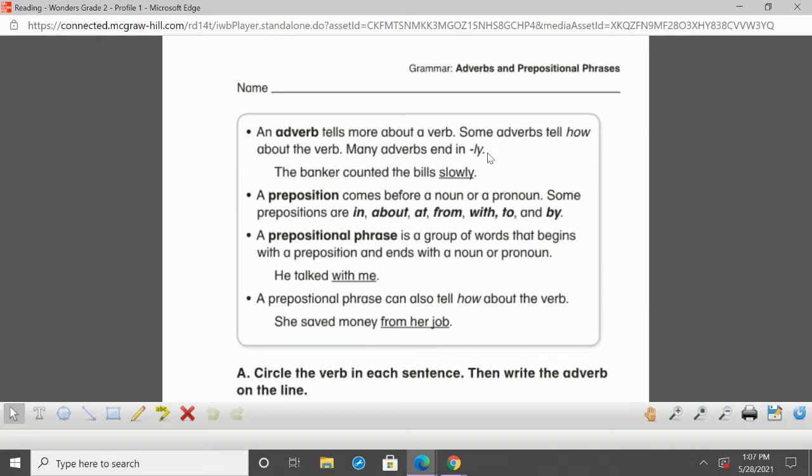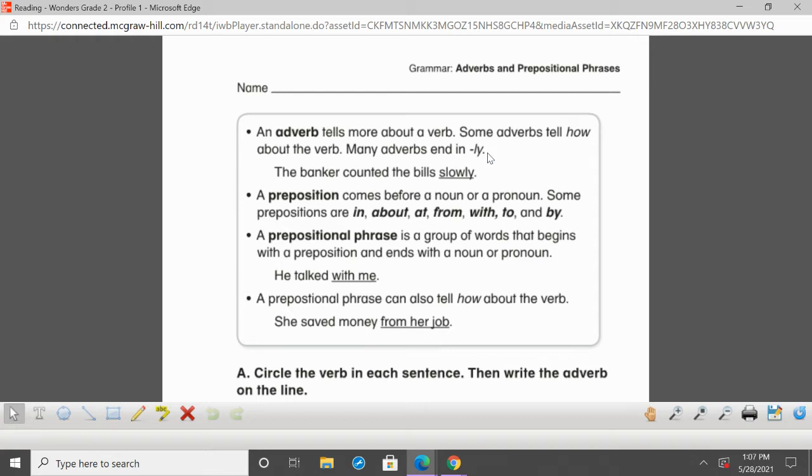A preposition comes before a noun or a pronoun. Some prepositions are in, about, at, from, with, to, and by. So a preposition comes before a noun or a pronoun, and some common ones that you might see are in, about, at, from, with, to, or by. So keep a lookout for that.